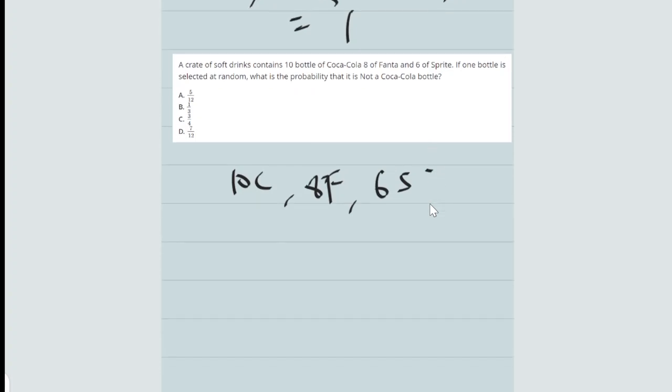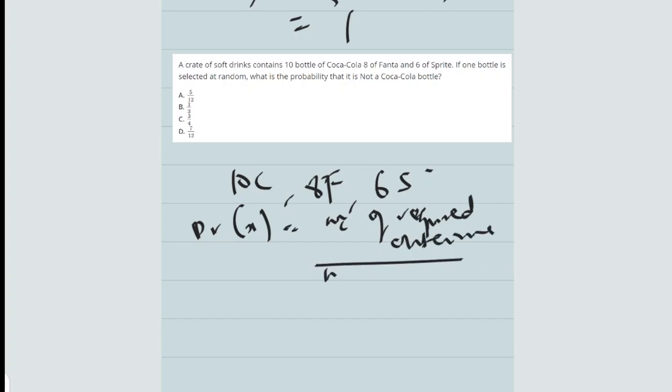I told you the formula we use to calculate the probability. You know the probability of an event occurring, say X. Probability of X is what? The number of required outcomes divided by the number of possible outcomes. I hope you understand now.